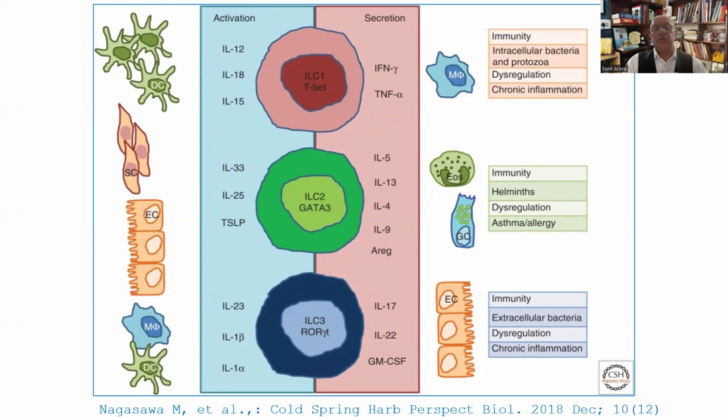And then ILC2 cells depend on a different transcription factor called GATA3, and they produce type 2 cytokines like IL-4, IL-5, IL-9, and IL-13 in response to IL-25 and IL-33.